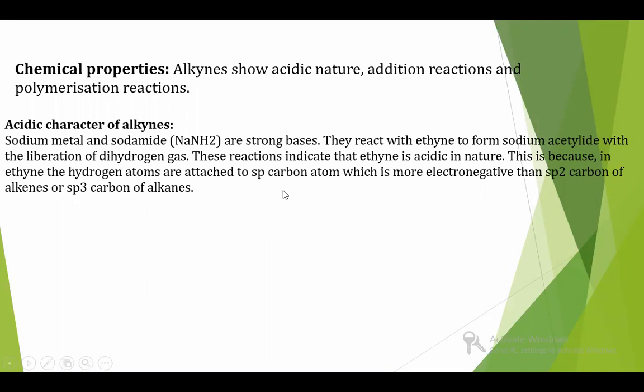Sodium metal Na and sodamide NaNH2 are strong bases. They react with ethyne, a triple bonded compound, to form sodium acetylide.